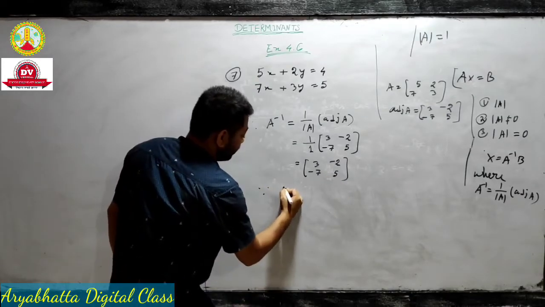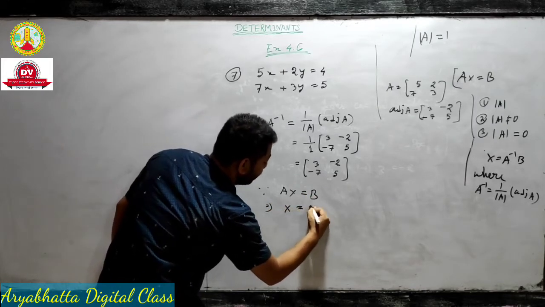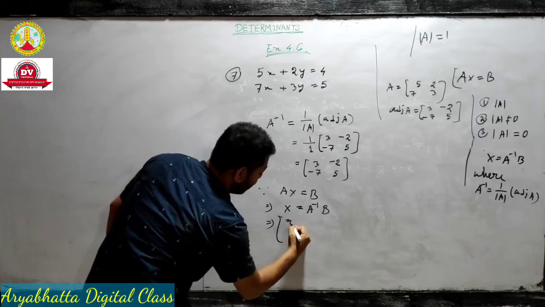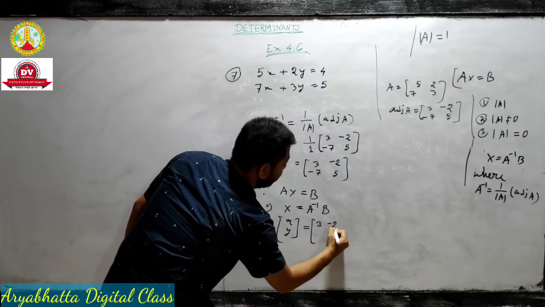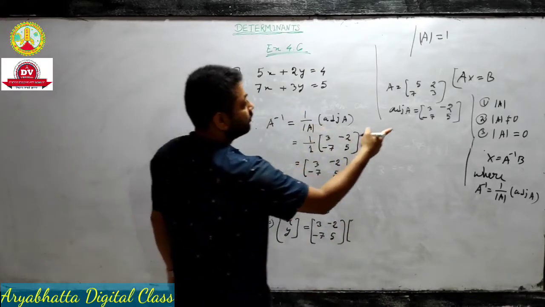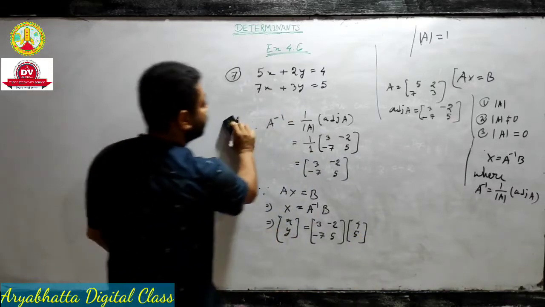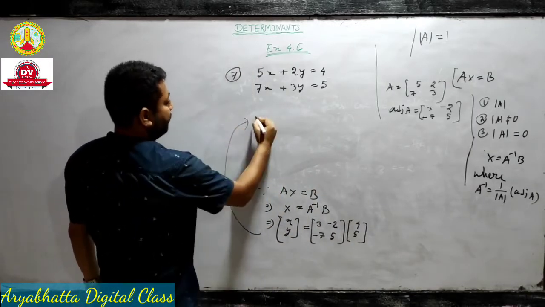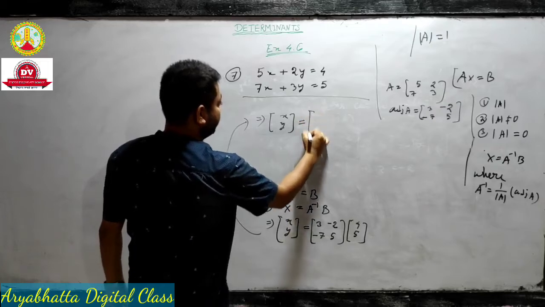Since Ax equal to B, therefore X equal to inverse matrix of A into B. So X, that is [x; y], equals inverse matrix of A, which is [3, -2; -7, 5], into B. B is equal to [4; 5].